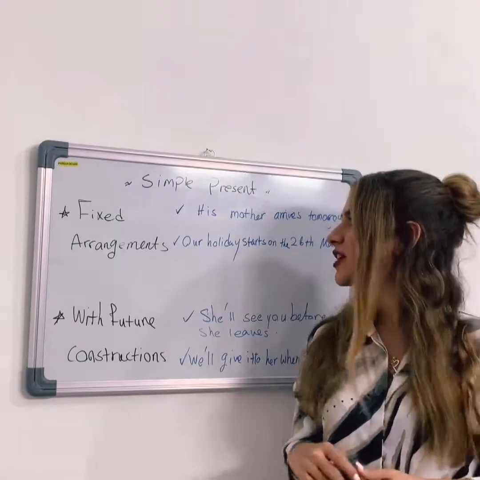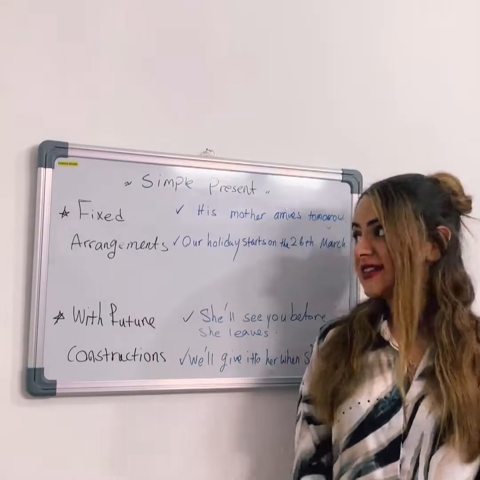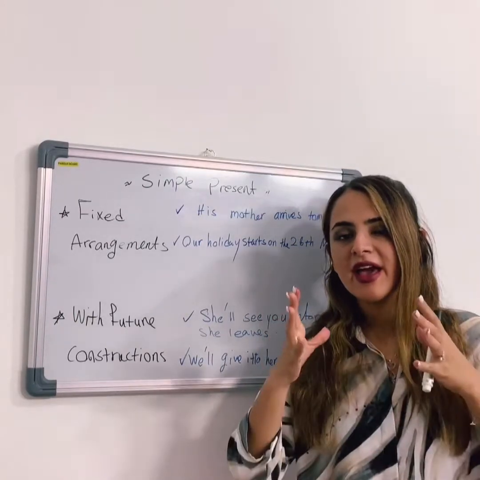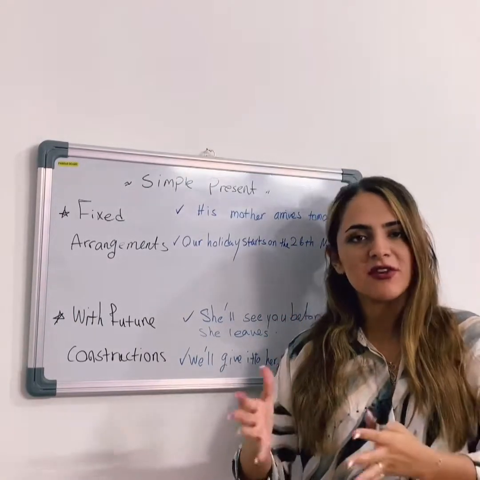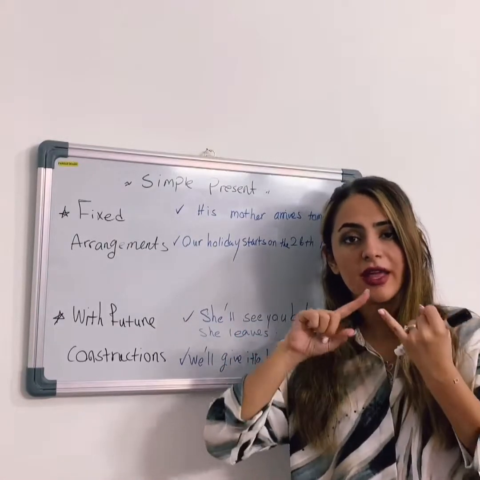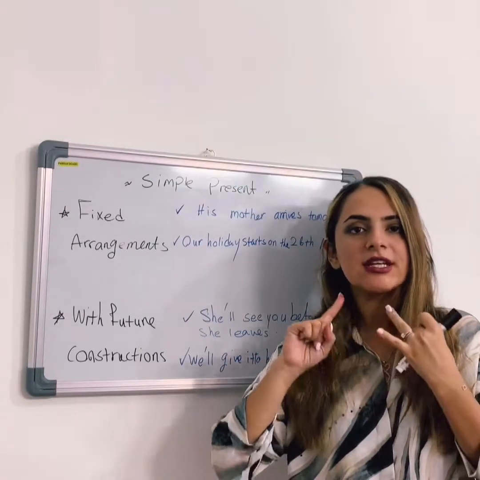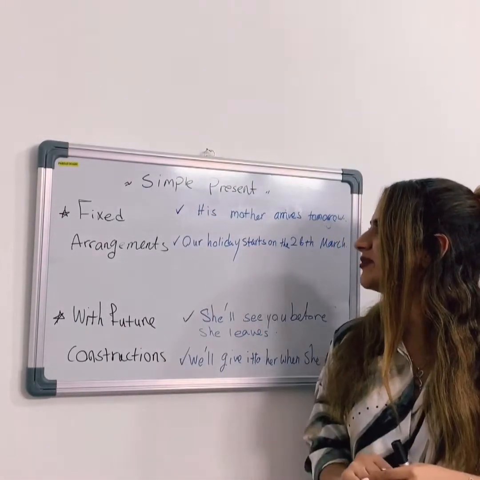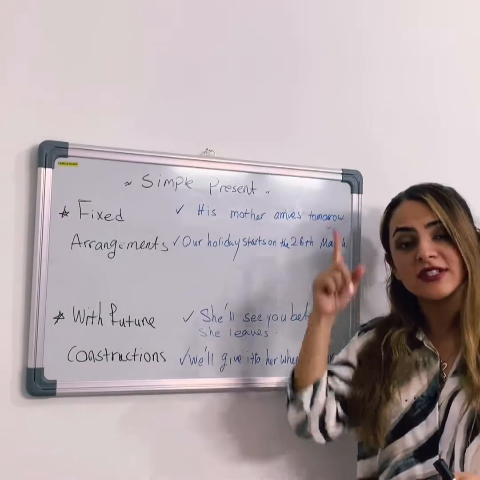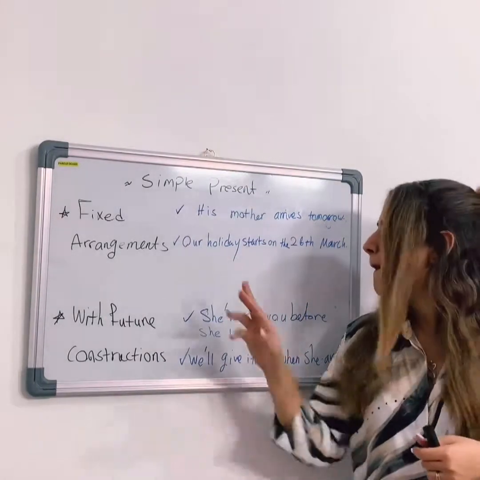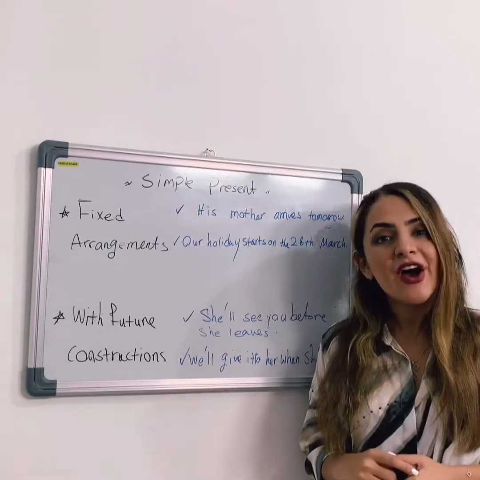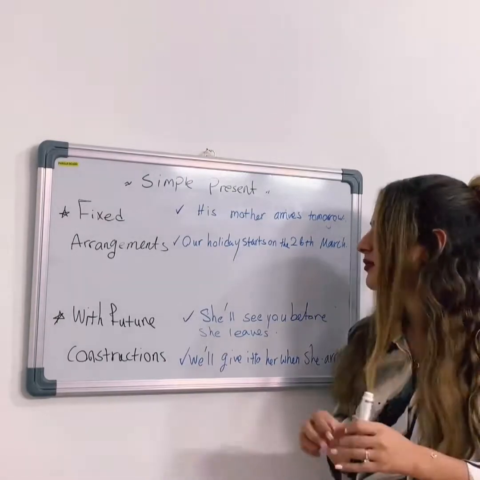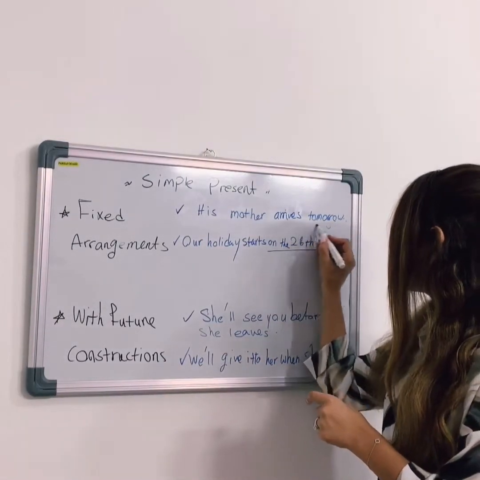Perfect. So, we also use simple present to talk about our fixed arrangements. We have a meeting, for example, with somebody on an exact day. We know when it's gonna be, so we use simple present. His mother arrives tomorrow. Our holiday starts on 26th of March. We have the exact date.